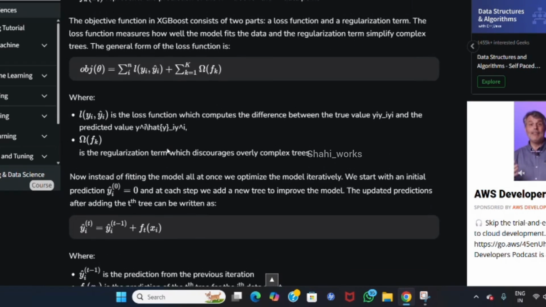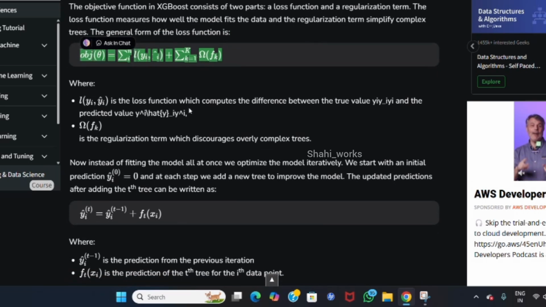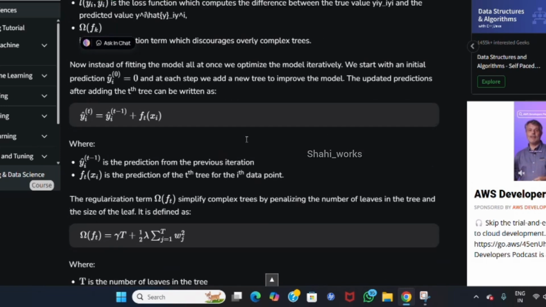Here is the objective function: Obj of theta, where L of y, y-hat is the loss function and Omega of f_k is the regularization term that penalizes overly complex trees.